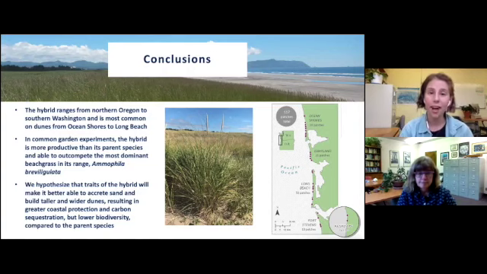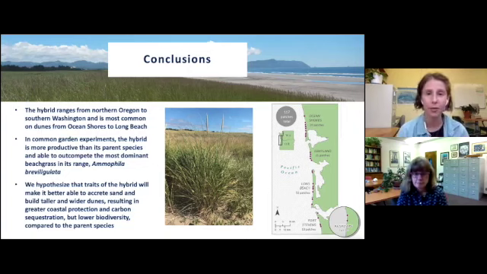And finally, because of certain traits the hybrid displays, we hypothesize that it may be able to accrete more sand and build taller and wider dunes compared to its parents, which could provide greater coastal protection and greater carbon sequestration, but also decreased biodiversity compared to its parents. So again, like with its parents, the hybrid can pose these complex management trade-offs depending on different management priorities.